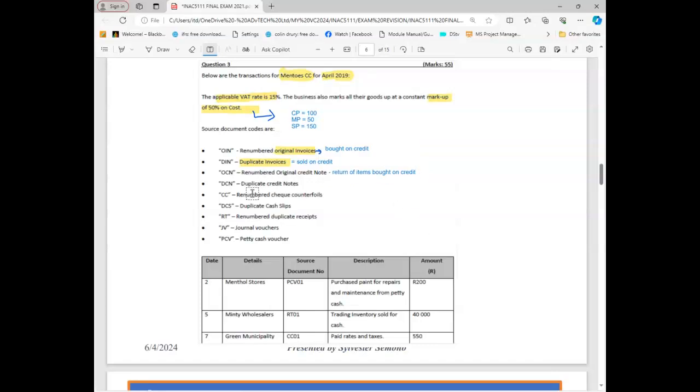So here they say duplicate. If we are having a duplicate, meaning we're the ones who were issuing, so it means returns by the debtors, when the debtors return goods back to us. And then obviously this one, the cheque counterfoil, we normally use for payments. And this one, cash slips, is for receipts, for receiving cash. And this one obviously again is for receiving cash.